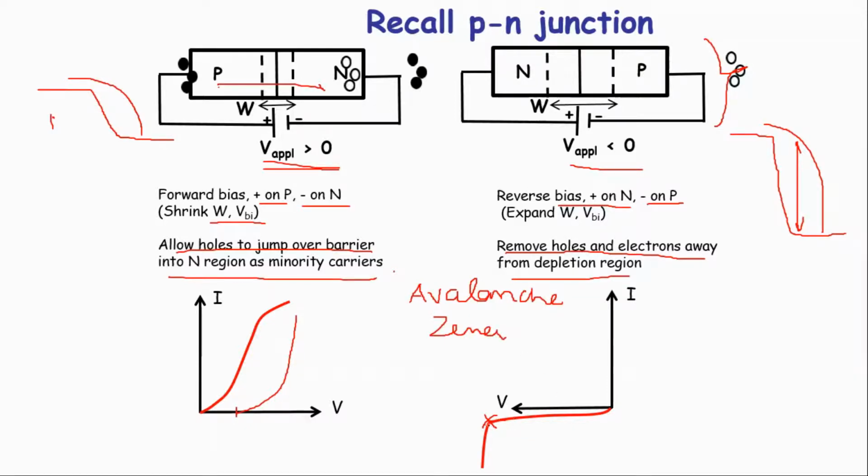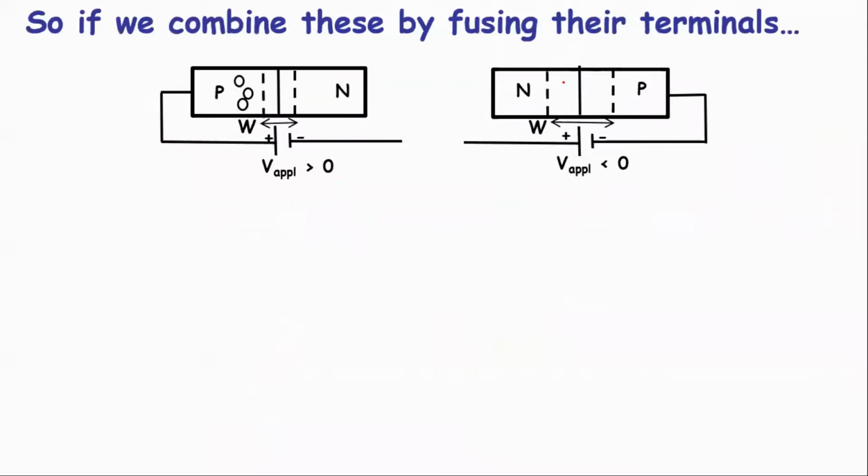This is avalanche breakdown after this point. This is called knee voltage and so on. This is just the phenomenon where you have PN and NP junctions, forward and reverse bias respectively. Now your NPN or PNP transistors can be thought of as a combination of PN and NP junctions. Here you can see these are two junctions.